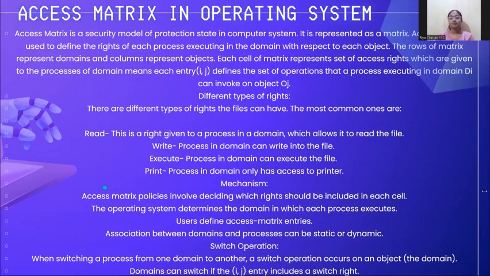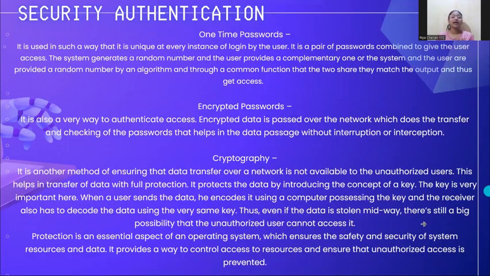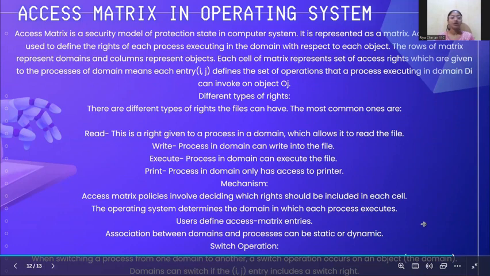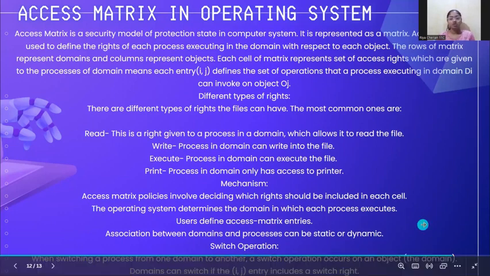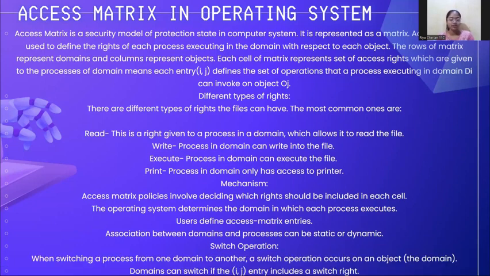Next is access matrix in operating system. Access matrix is a security model of protection state in computer system. It is represented as a matrix. Access matrix is used to define the rights of each process executing in the domain with respect to each object. The rows of the matrix represent domains and the columns represent the objects.